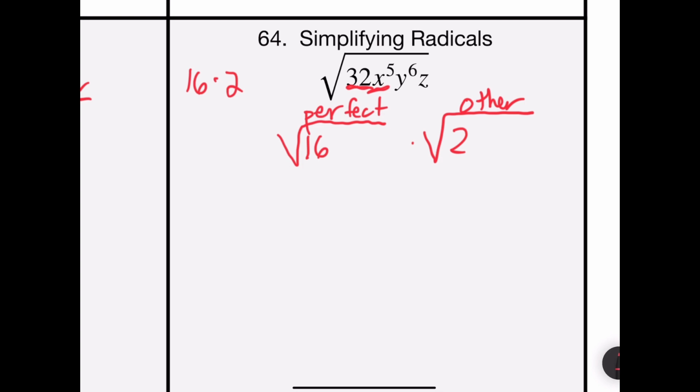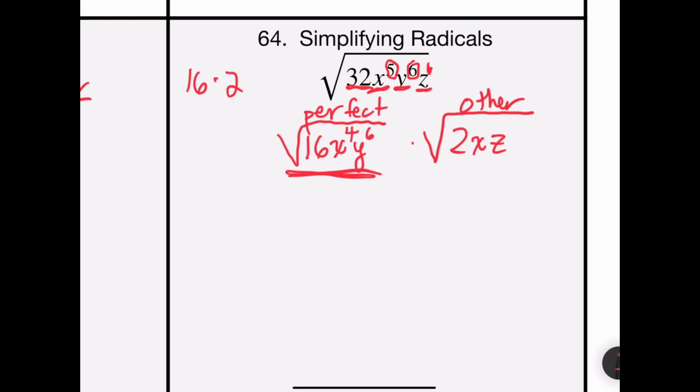If I look at x to the 5th, any even power is a perfect square. So the largest even number before I get to 5 would be 4. So I would have x to the 4th in the perfect part, and I would have an x left over to get to 5. Now I'm going to look at the y to the 6th. Well, 6 is an even number, so y to the 6th is a perfect square factor. Then I'm going to look at z. Z, there's a hidden 1 right here. To the first, I can't even get to an even number, so that would be in the other radical.